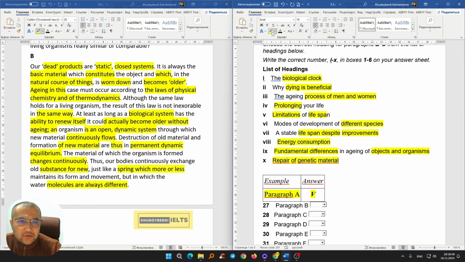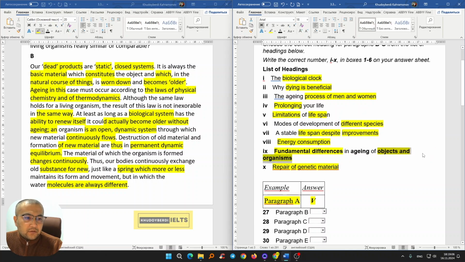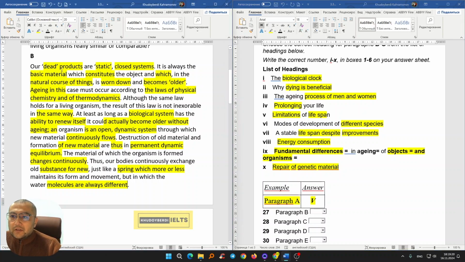Why? So let's try to do our best in terms of figuring out the synonyms. So fundamental difference. Let's just highlight this word and make it bold. Fundamental difference in aging of objects and organisms, right? So let's try to find synonyms of aging, fundamental difference, organisms or objects.